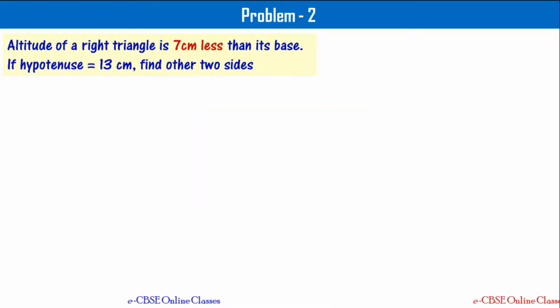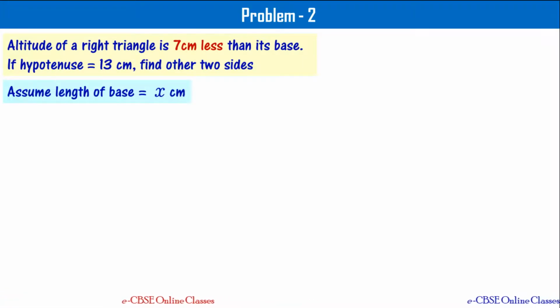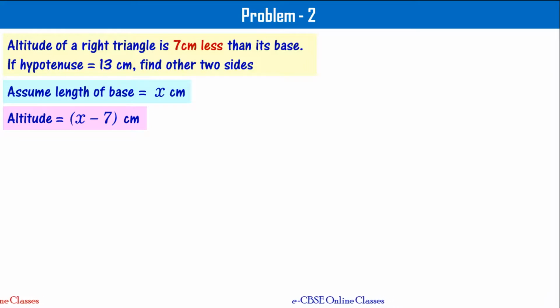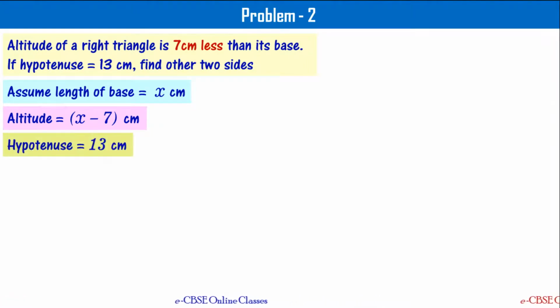Altitude of a right triangle is 7 centimeters less than its base. If hypotenuse is equal to 13 centimeters, then we are asked to find other two sides. Let's assume that length of base of given triangle is x centimeters. Then automatically altitude is going to be x minus 7 centimeters. Please take a note of that. And hypotenuse is given, that is equal to 13 centimeters, right?